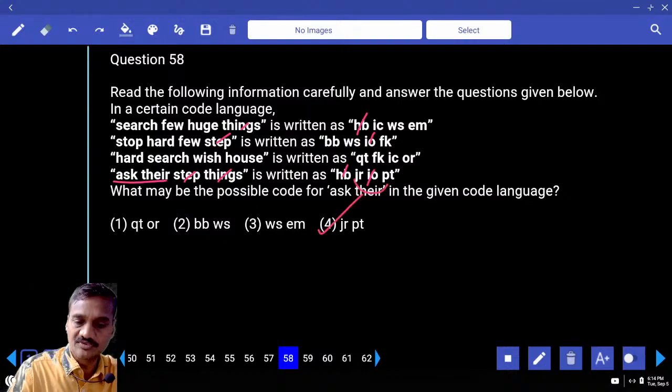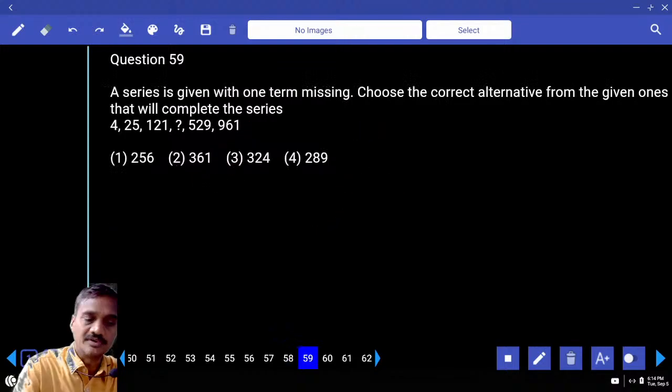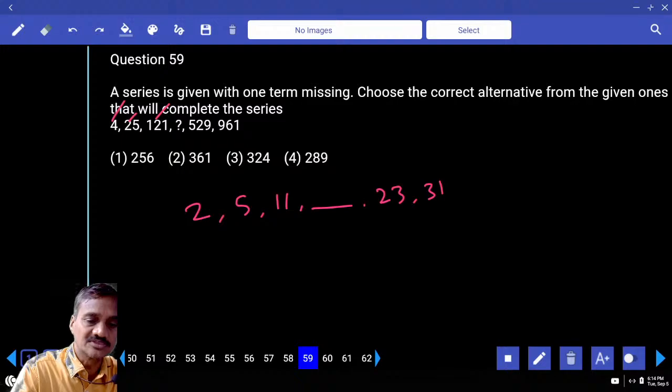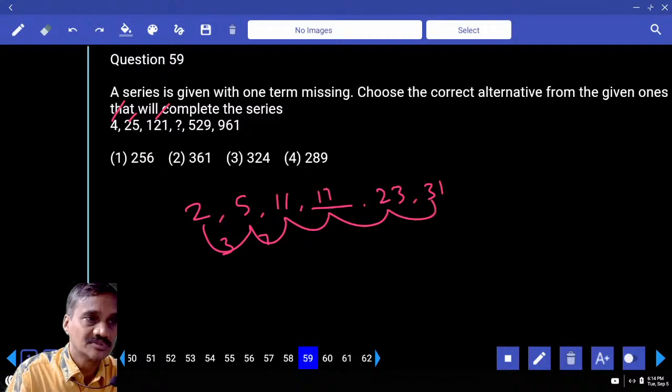Then the 59th one. Now 2 square, 5 square, and 11 square. 2, 5, 11, blank, 23, and 31. Then what are these numbers? Now alternate. What is missed out here? 3, 7, 17, 19, 23, 29, 31. Alternate squares of alternate prime numbers. Done? Then what is missed out here? 17 square, 289, choice 4.